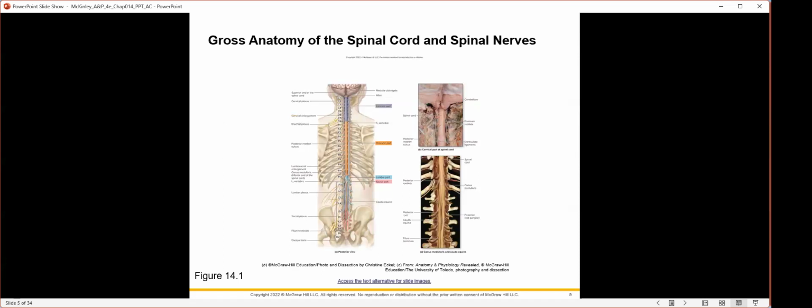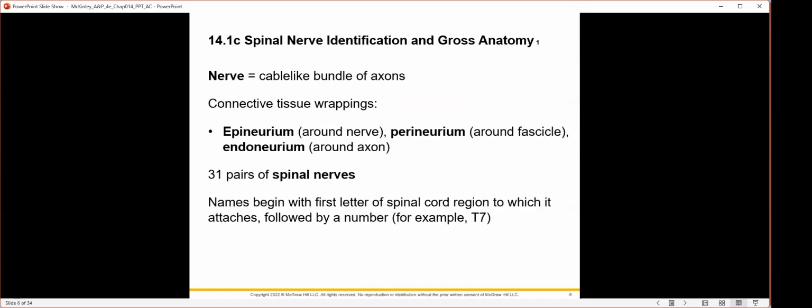And subsequently from those areas, we are going to have branching nerves named for those areas. A nerve is just a cable-like bundle of axons. So we know the cell bodies exist in the spinal cord, and the axons are going to make up these nerves as part of the peripheral nervous system. There are 31 spinal nerves that branch off of these different areas of the spinal cord.